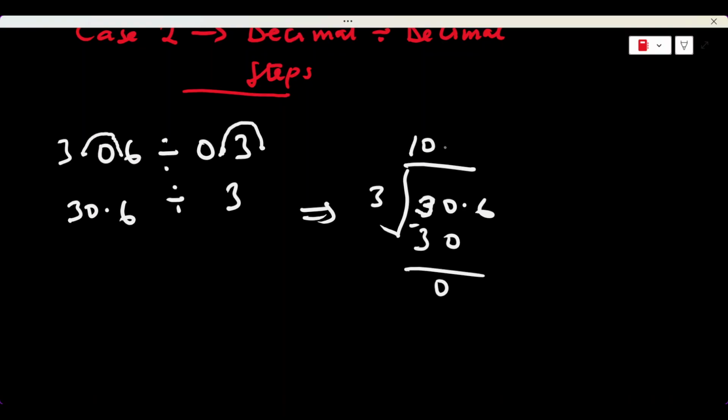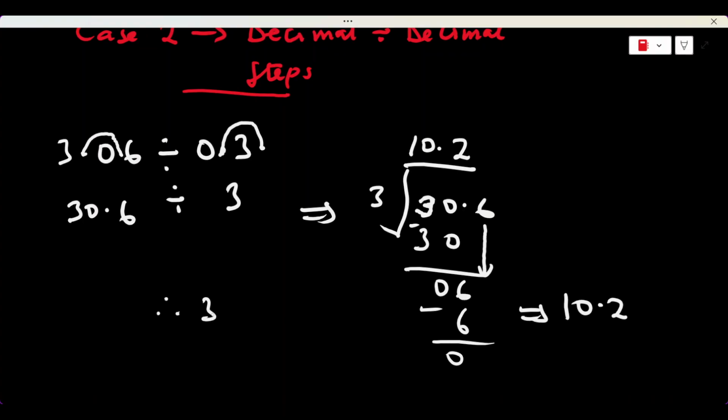Then you bring your point, and then you drop down your 6 and add it to the 0, giving you 6. 3 goes into 6 two times. 3 times 2, we have 6. Subtract, you get 0. Because we have 0 as our remainder, our final answer is what? 10.2. Therefore, 3.06 divided by 0.3 gives us what? 10.2. I hope that is clear.